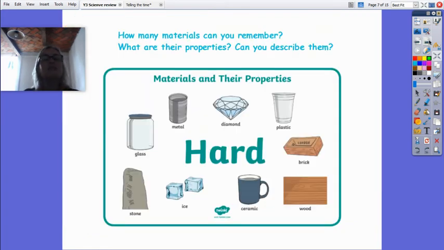Now, we also did materials, and we spent a long, long time on materials. We studied all of the materials and their properties. So here we have some materials. You can read through this. You can stop the video and have a look, but I hope you would remember most of them. And the properties of these materials are that they are hard. For example, a diamond is very hard.